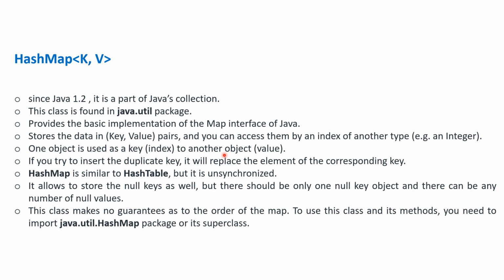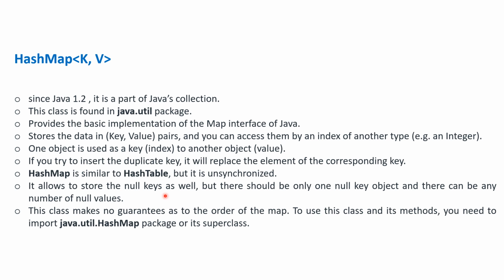The key-value pair is nothing but the key, which we can call an index, and the value, the object, whatever it is. According to the key, we'll get the respective value. If you try to insert a duplicate key, it will replace the element of the corresponding key. HashMap is similar to Hashtable, but it is unsynchronized. It allows storing null keys as well.